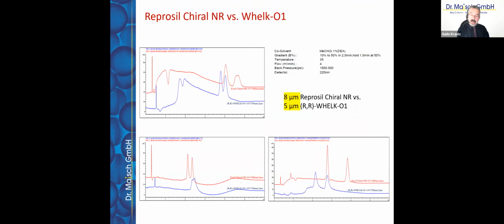As I said, this chiral selector is similar to that of WELC-01. We have compared it here with a 5 micron media of WELC-01, whereas we use an 8 micron media of ReproSil Chiral NR. The red line is the ReproSil phase, the blue one is the WELC-01 phase, and you see that in each case, regardless of the different particle size, we get a better separation on the ReproSil Chiral NR. And this again is an example in SFC.